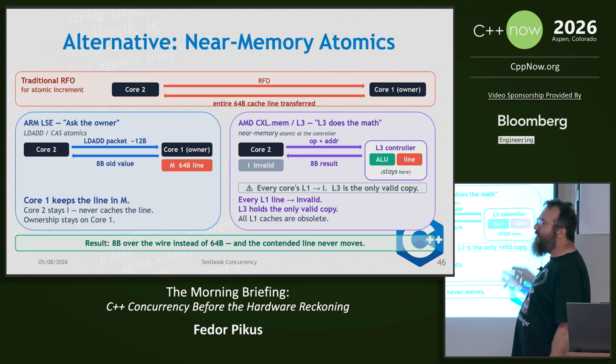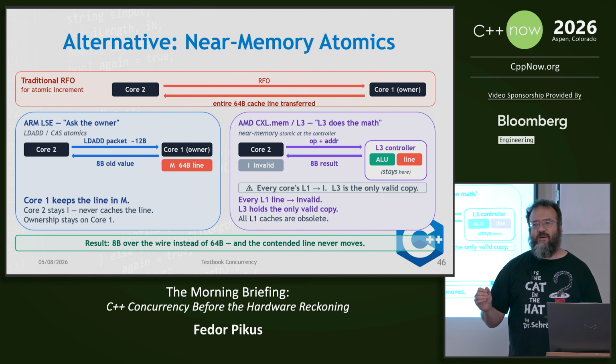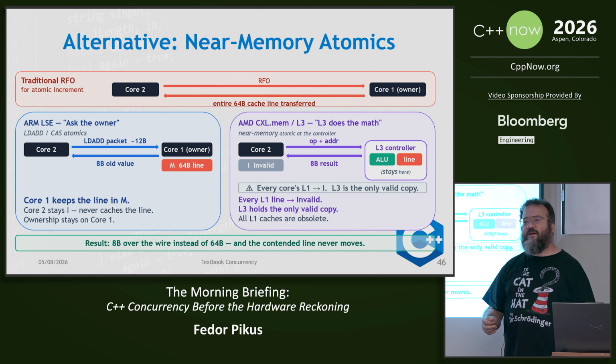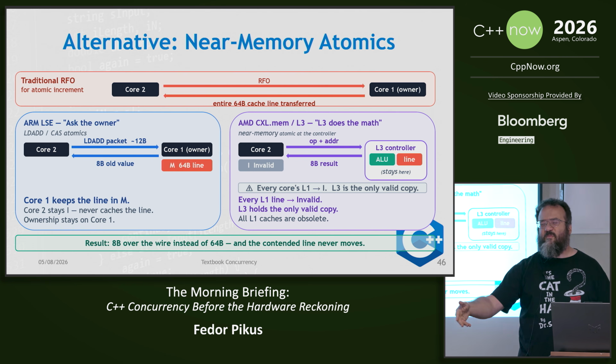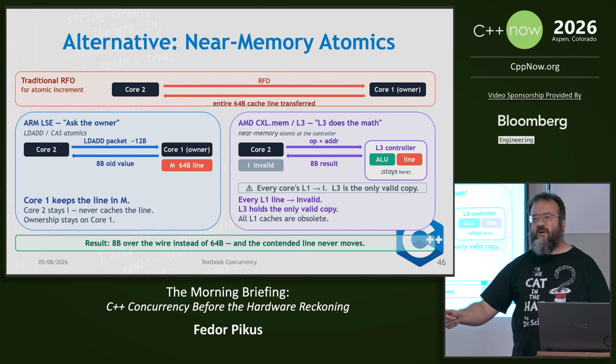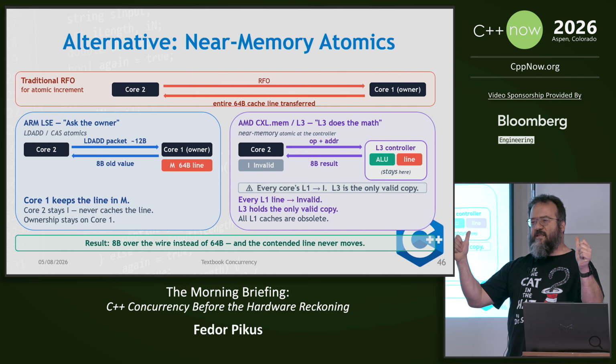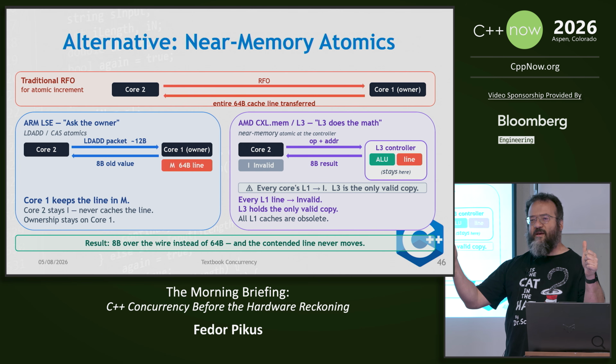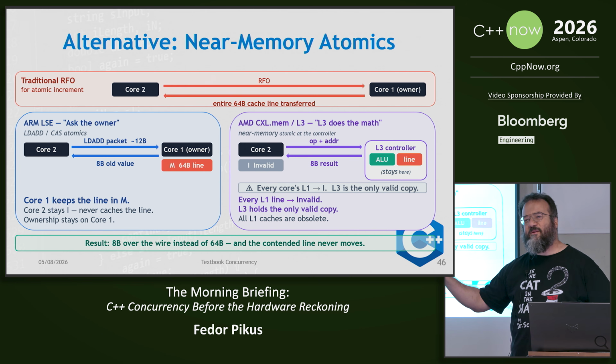The L3 memory controller has a math unit on it. When you want an atomic increment to be done, you ask the memory itself, please do that for me. The memory controller instantly invalidates everybody's cache lines, sets them to I, invalid, and does the increment.